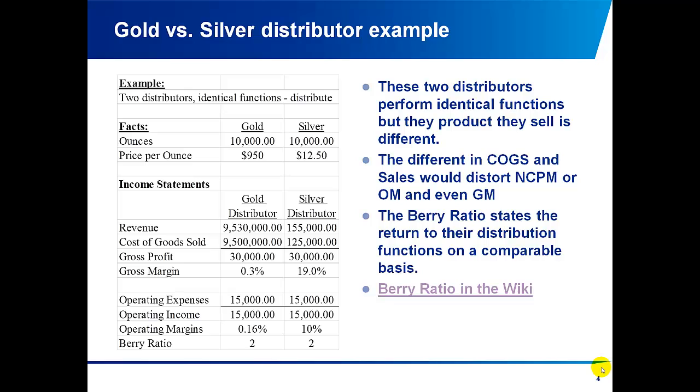I just want to point out that we have an extensive description of this particular example in a page on our wiki, which you can go to, and in fact, if you go to that page, you'll see that there's a link on that page to the details of the DuPont case. And that's important because the Berry ratio was developed by Dr. Charles Berry as part of his testimony in the DuPont transfer pricing case.